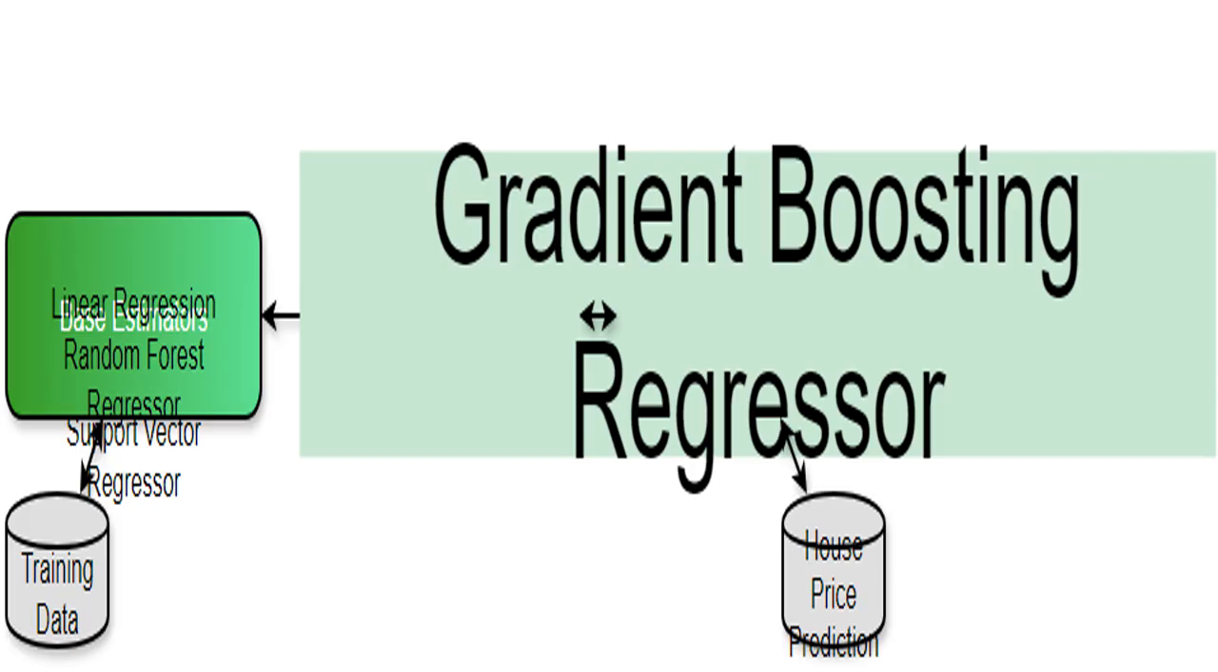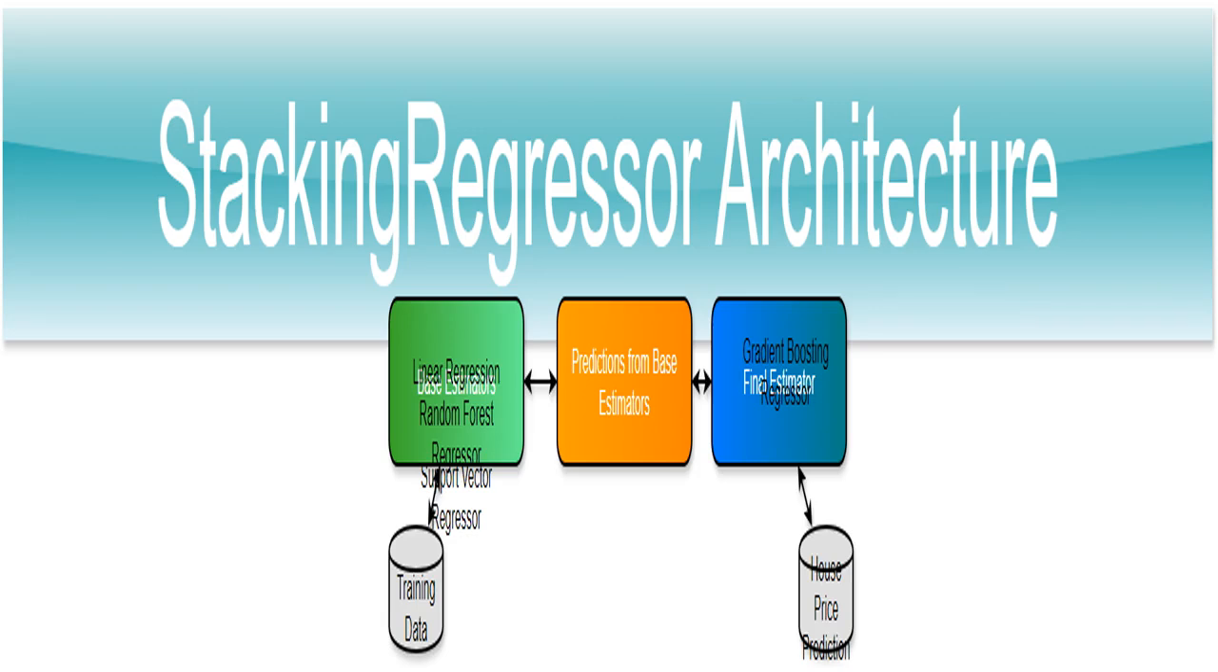This is my final model, the star of the show. It takes the predictions from my 3 base estimators and learns how to combine them to make the best prediction. This is one of my base estimators. It tries to find the best fitting line through the house price data.